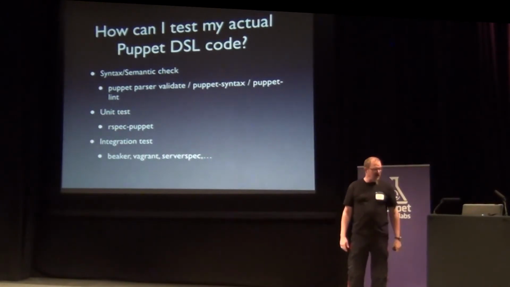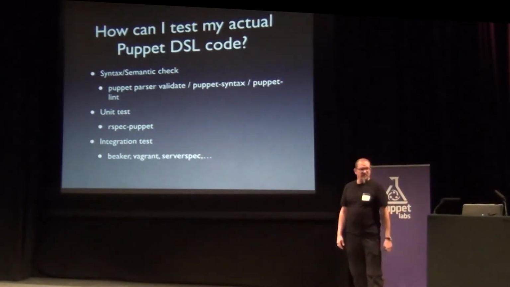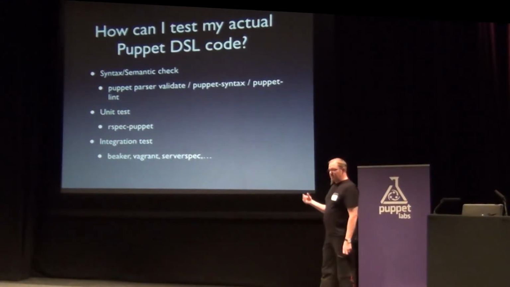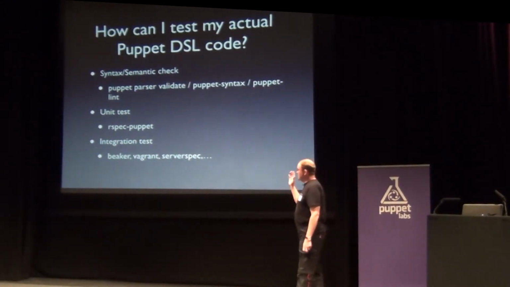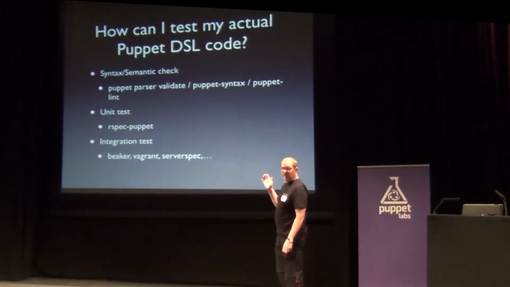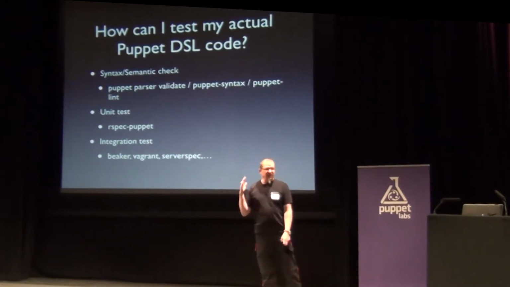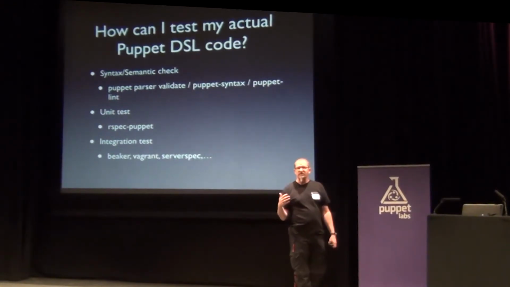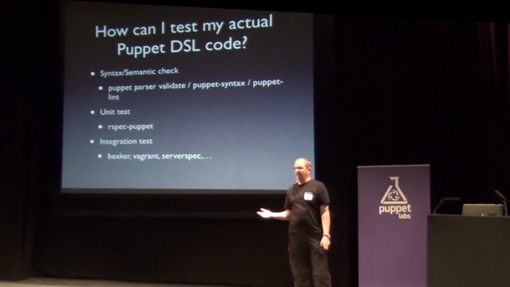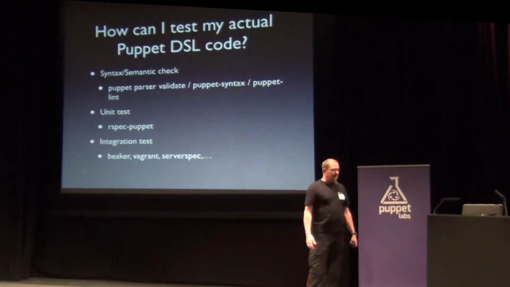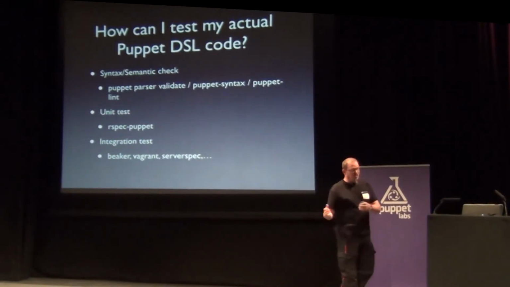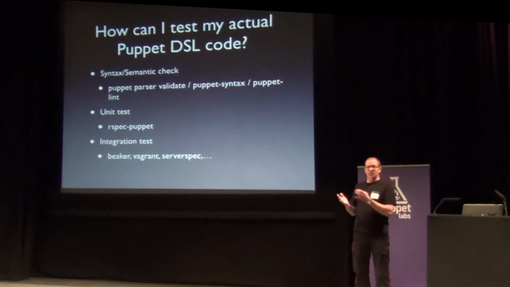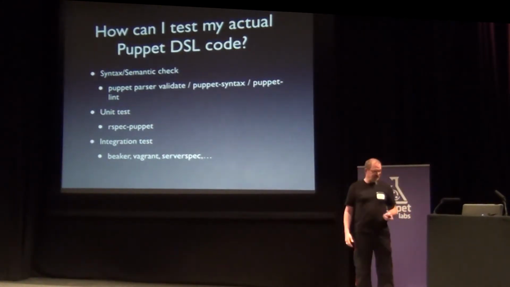The next two things are either Puppet syntax or Puppet lint. They do more in-depth checking. Puppet syntax mostly does Puppet parser validate, but also checks ERB templates. And Puppet lint goes one step further. Puppet lint has knowledge about best practice on how a manifest should look, so a style guide. The style guide described on the Puppet Labs website is put into code in Puppet lint.